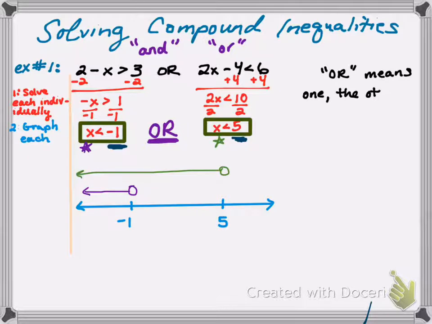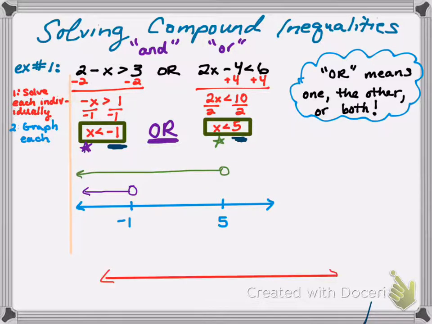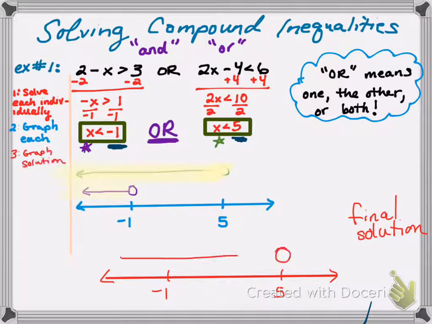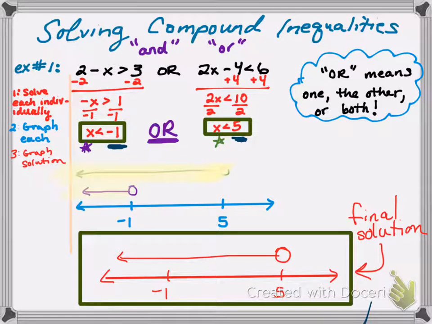So when we see the word or, it means one or the other or both. So any of those lines you see are solutions because it's an or statement. So our final solution, again, is that overlap. See where I highlighted where I saw any solution. So I got a solution all the way from 5, keep going left, and it picks up at negative 1 and it keeps going. Therefore, my final solution is going to be an open circle at 5 and any value to the left because or means one, the other, or both.